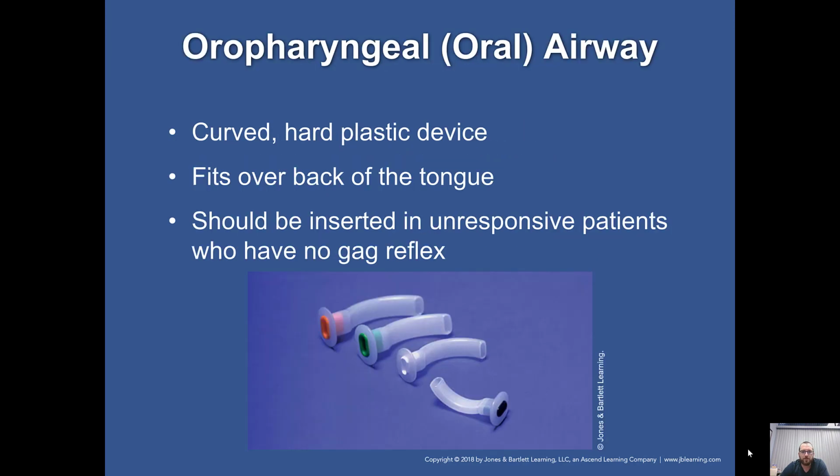All right, OPAs and NPAs, again, for unresponsive patients with no gag reflex. You can put them in people that are still spontaneously breathing, right? Sometimes in the ER you'll see an alcoholic patient that's really out of it but still breathing spontaneously, sitting there snoring in the ER. They're out of it enough that they don't have a gag reflex, and they'll put an OPA in just to get that tongue out of the back of the throat.